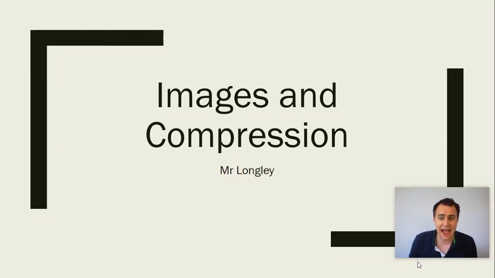Last week we did ASCII and Unicode, and don't forget the difference between ASCII and Unicode is that with ASCII you cannot have many characters. However, your file size is much smaller, whereas with Unicode you are allowed a lot of characters, 65,536 if I remember, but the file size does get bigger. Today we're going to be looking at images and compression.